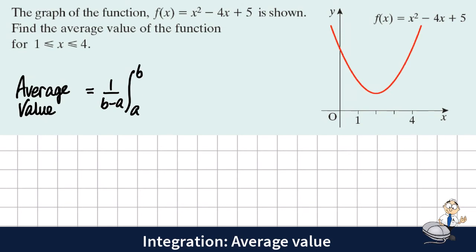So it's 1 over the difference between the limits multiplied by the area, which is the integral between the limits of the function. So this is our formula for average value.